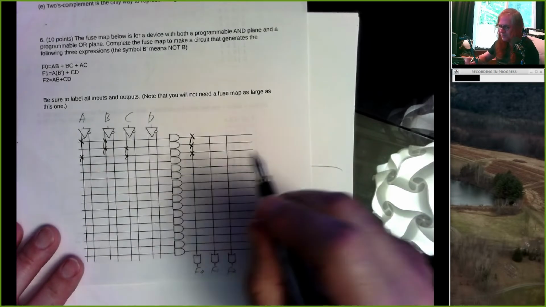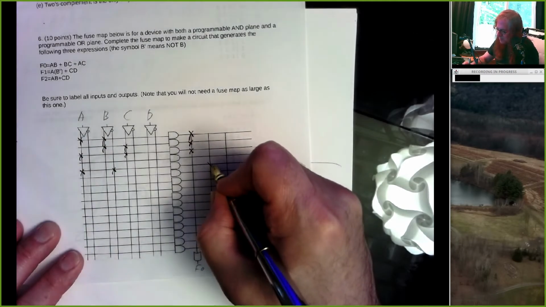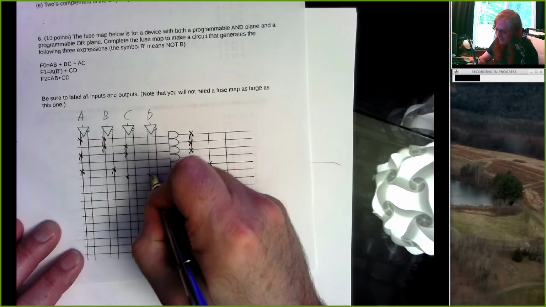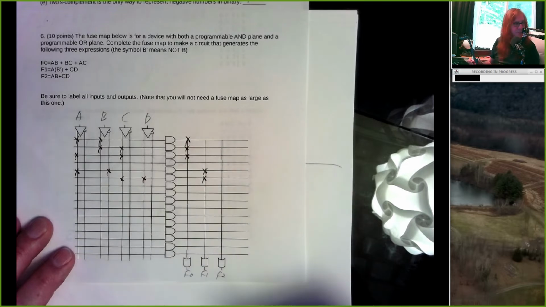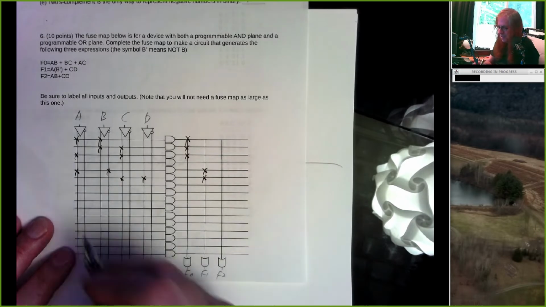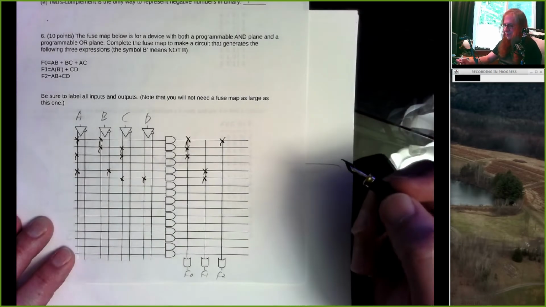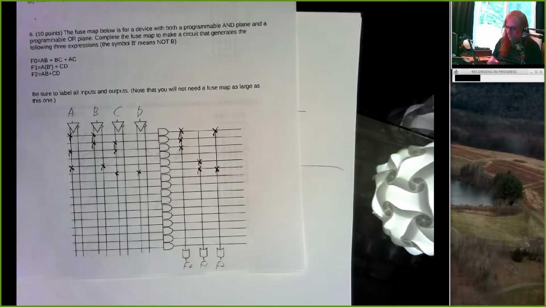So that's F0. F1, we want A ANDed with B bar. I'll skip a line just for fun. So here's A and B bar. And then CD is going to be C and D. So there's F1. And then F2, I can reuse terms, right? So F2 should be AB. Well, I'm already calculating AB with this AND gate, so I can just feed that into F2's OR. And I'm already calculating CD down here with this AND gate, so I can feed that into F2's OR. And so there's a good fuse map for generating those functions.